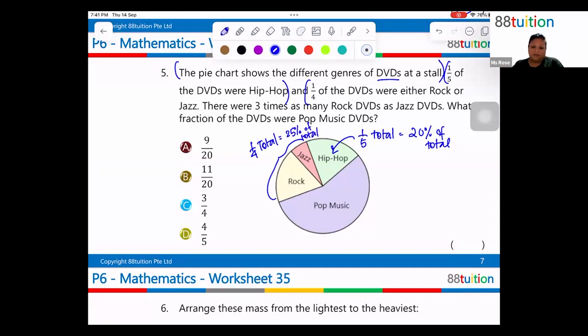Right? And there were 3 times as many rock as jazz. What fraction of the DVDs were pop? I want to find this. So 1 whole, take away hip hop and jazz and rock. This gives me how much? This will give me 11 over 20. There you have it, 11 over 20.